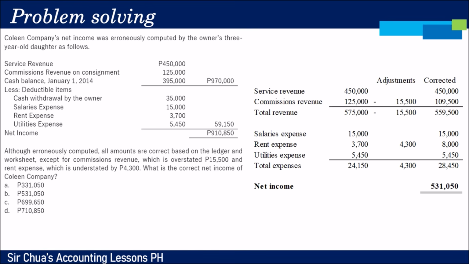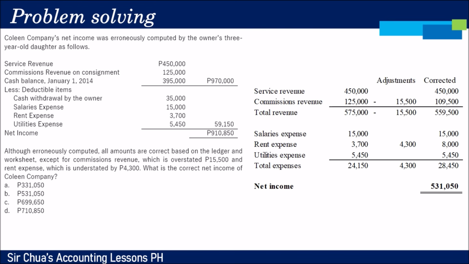Get all the revenue items. Service revenue 450,000, no error. Commissions revenue is 125,000, but it is overstated. When it is overstated, it is too much. When it is understated, it is too little. It is too much by 15,500, so deduct it. 125,000 minus 15,500, the correct balance of commissions revenue is 109,500. Just get the total, that's your total revenue, 559,500. Salaries, we have no problem.